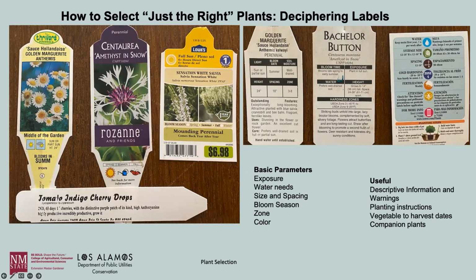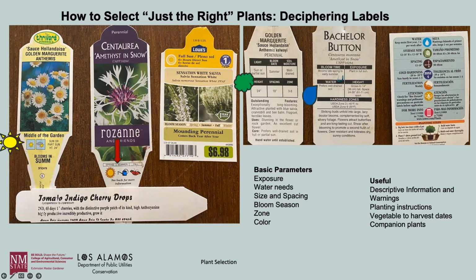The labels will tell you how much sun the plant needs. It will tell you how much water it wants. It will tell you, now this is really important because when you plant stuff, we tend to plant too many things in too small of a space. So this tells you how big it's going to be when it's mature.